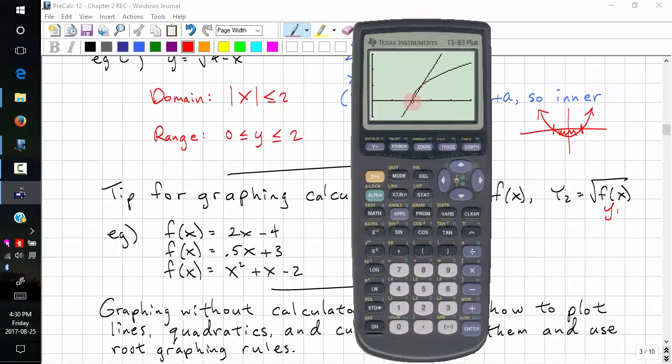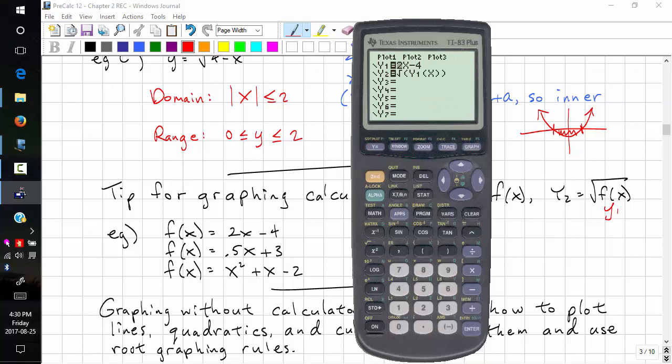This is an invariant point at x equals 0, y equals 0, and an invariant point at y equals 1. You can see that we're plotting above f of x between 0 and 1, and we're plotting below f of x when it's greater than 1.